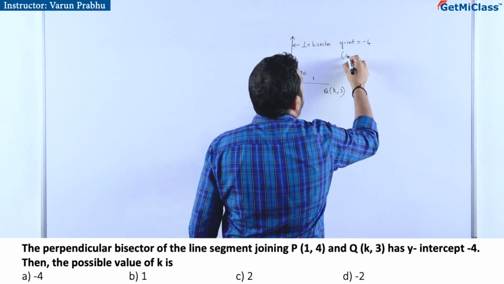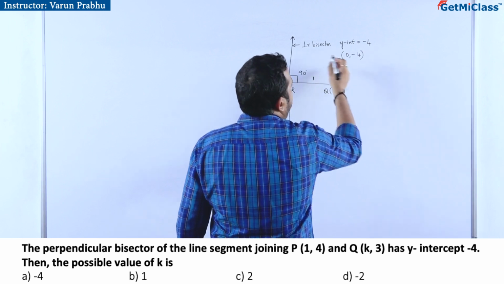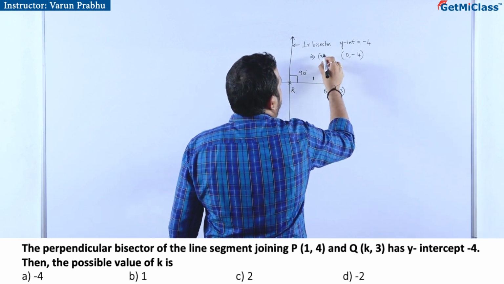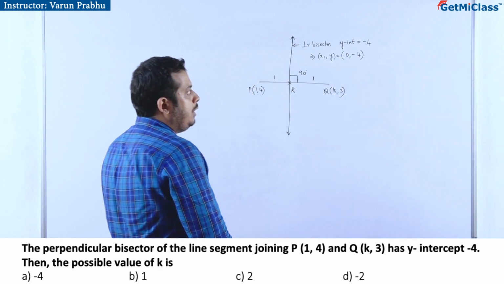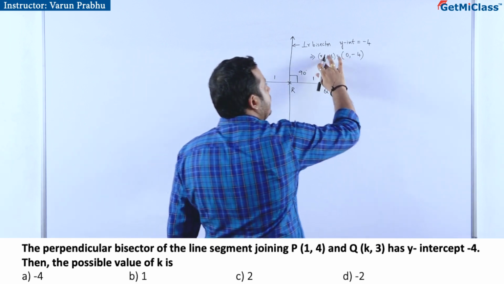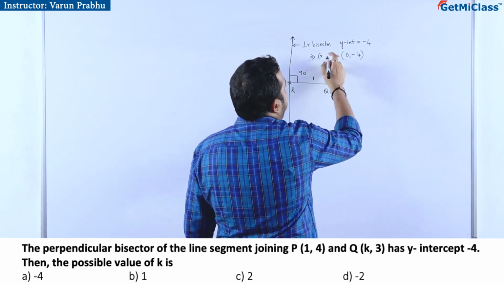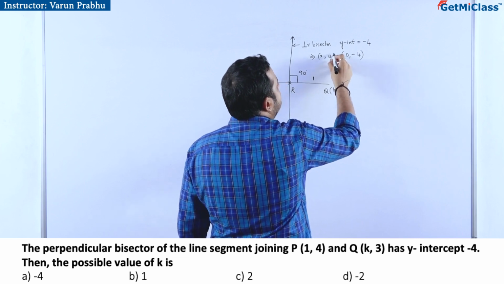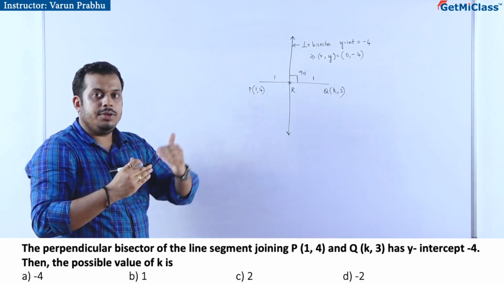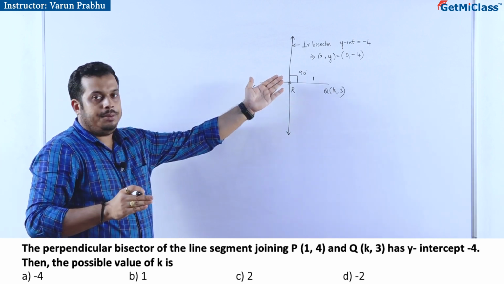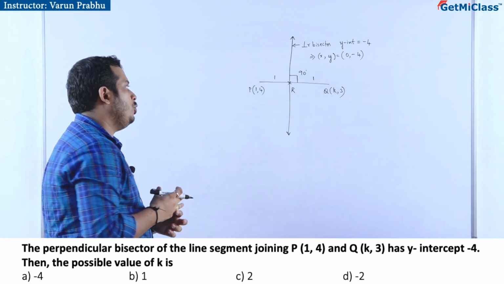Y-intercept is equal to -4 means definitely the point on the line will be x1 comma y1 will be equal to 0 comma -4, right or not? I'll say x comma y will be equal to 0 comma -4. Yes, because when I consider the y-intercept of the line, it's the distance from the origin at which the line cuts the y-axis, right? Explained in the theory. So 0 comma -4 should be the case.